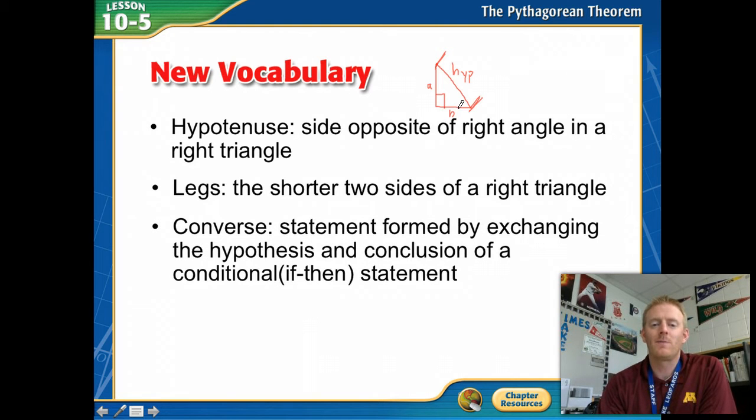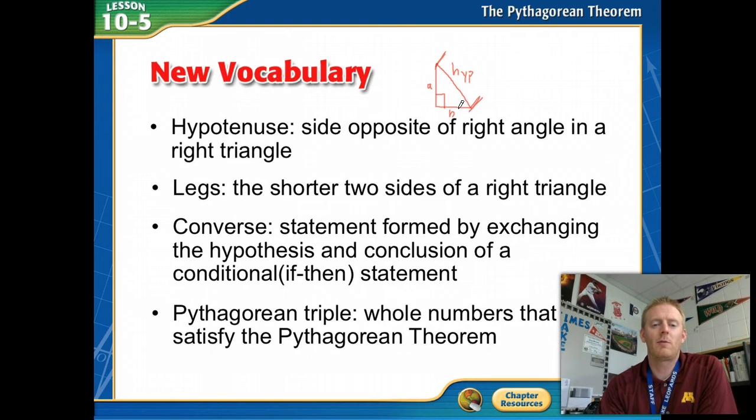A converse is a statement formed by exchanging the hypothesis and the conclusion of a conditional statement. A conditional statement would be if this, then that. A Pythagorean triple is whole numbers that satisfy the Pythagorean theorem. So we'll find out if three numbers are a Pythagorean triple.